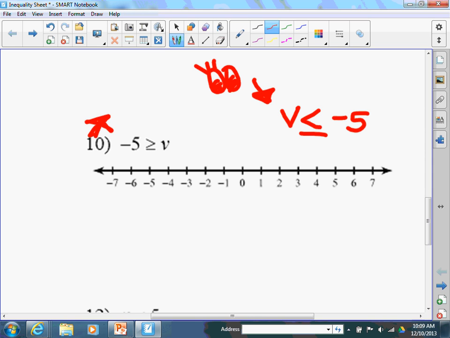Okay? Does everybody understand? All right. Do I have a negative number in front of the variable or below the variable? No. All right. So what number do I go to? -5. Open circle or closed circle? Closed. Do I shade to the right or to the left? Left. There we go. I hope you did that on number 10. Hope you fixed it if you missed it.